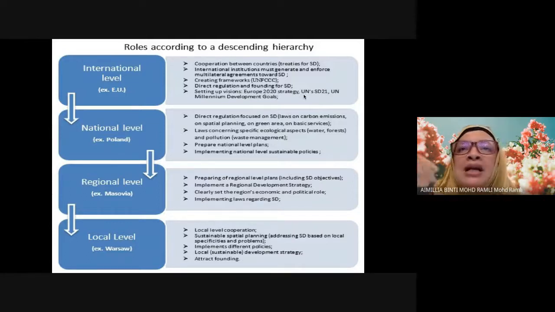In our previous class, I think in the first class, we were talking about this, where we see all the various conventions that had started since 1972. Okay, so then we have national level regulation. Yeah, direct regulation focus on SD law on carbon emissions, on spatial planning, on green area, on basic services.